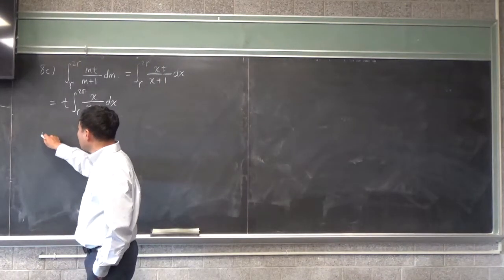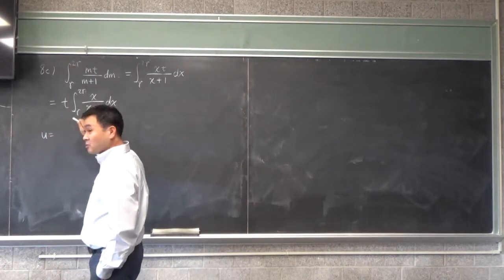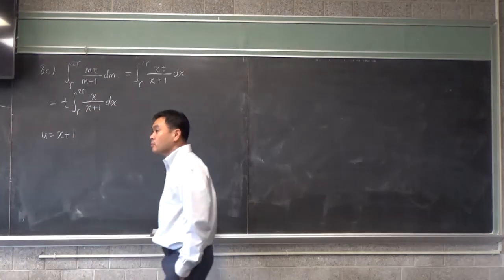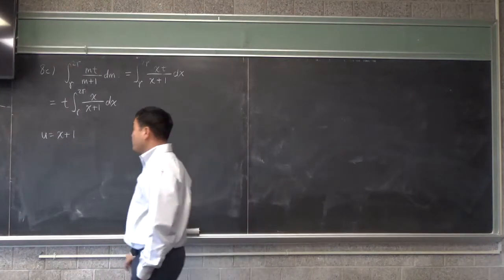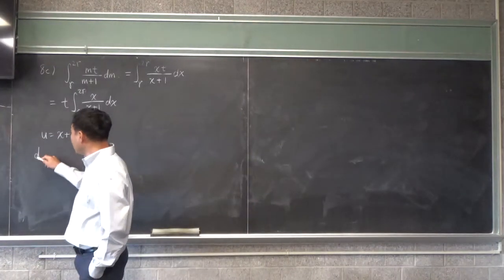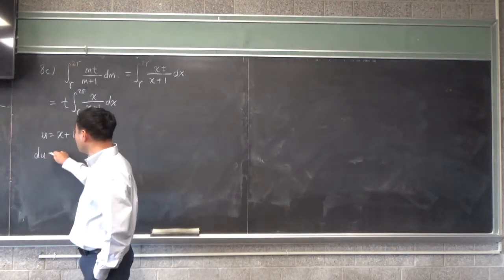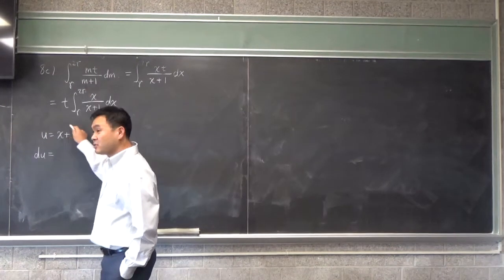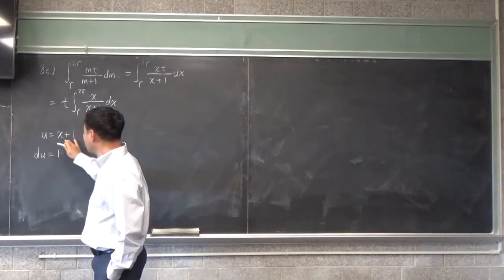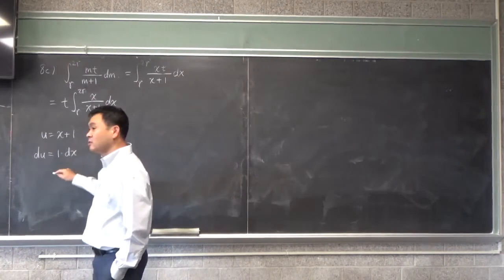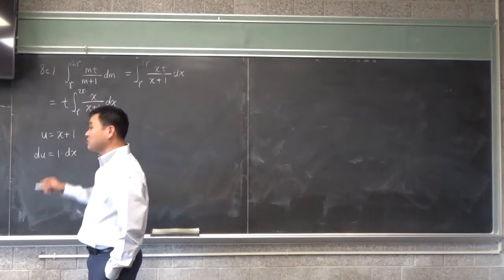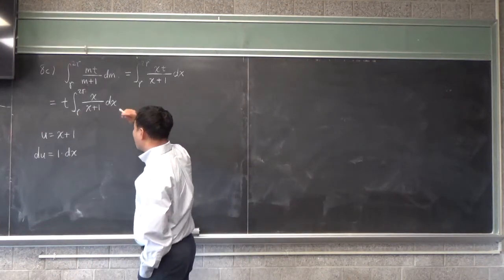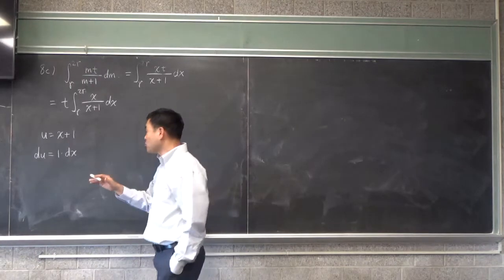I'm going to say u is this thing in the denominator, the entire thing. In that case, what happens to du? The derivative of this is 1, and then you attach dx, right? So dx is the same as du.